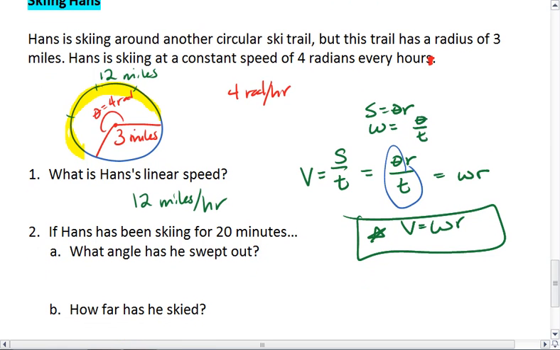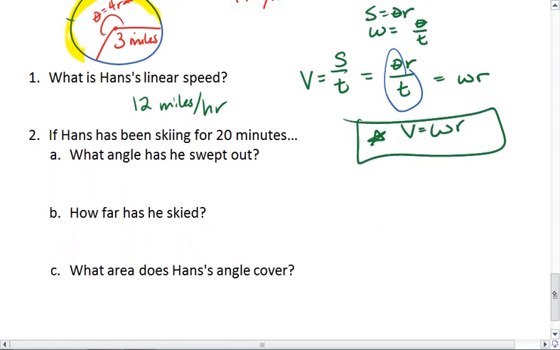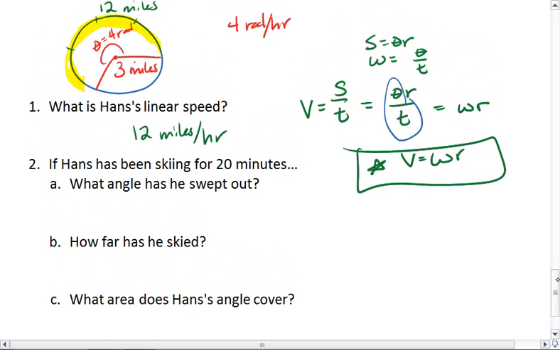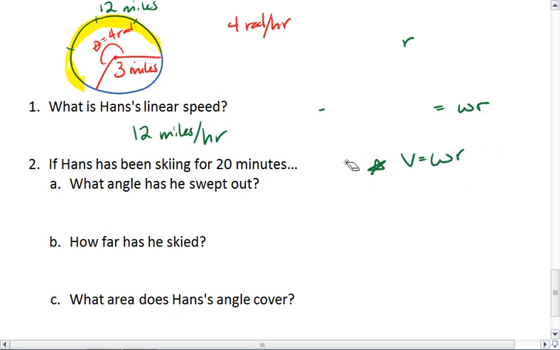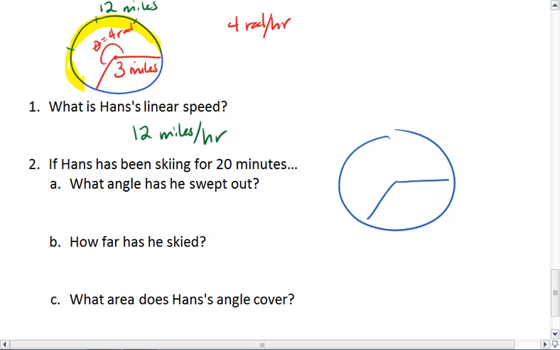Okay, if Hans has been skiing for only 20 minutes, what angle has he swept out? How far has he skied? And what area does Hans's angle cover? So Hans has only been skiing for 20 minutes. 20 minutes is a third of an hour, so he's only covered a third of the 4 radians. His angle is going to be 4 radians divided into thirds, so 4 thirds radians.